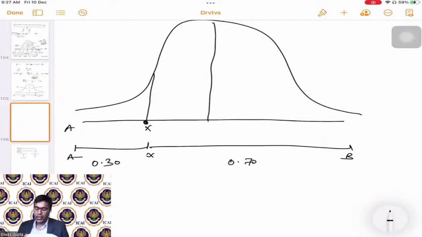Now, if that is the case, if A to X is 0.3 and X to B is 0.7, that means A to X is 0.30, right? That means 30% probability is that the value will be X, correct? And 70% is the probability that the value will not be X.